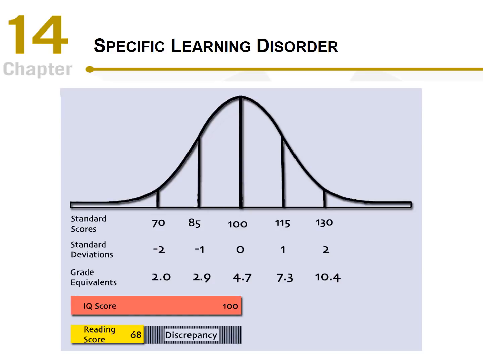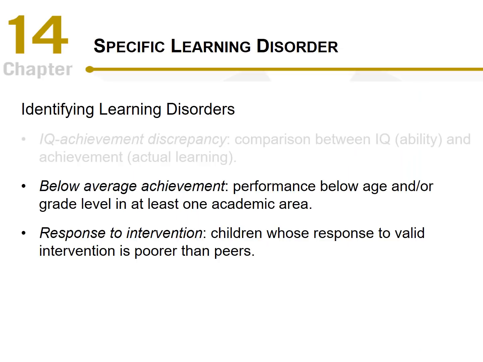So the first way is that IQ achievement discrepancy. The second thing that we're thinking about is below average achievement. And so this is really kind of more what the current DSM-5 language talks about. And so we're saying that their performance is below the age or the grade level in at least one academic area, so reading, writing, or math.